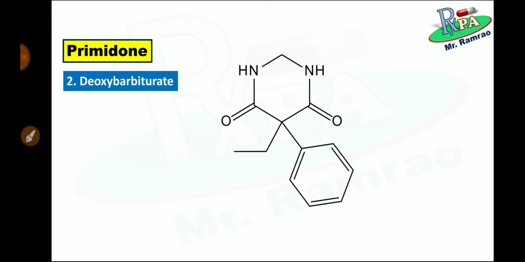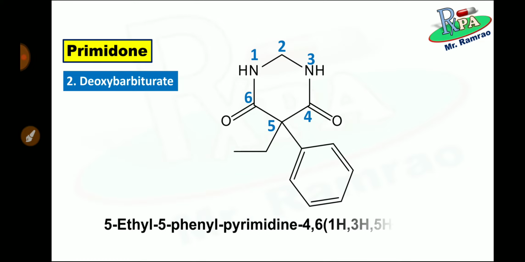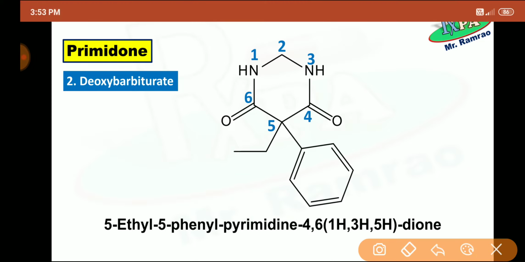Then next molecule is the primidone. It belongs to the second class, that is deoxybarbiturate. Why is it called deoxybarbiturate? Because from the barbituric acid one oxygen is removed on the second position. Over here you can see in barbituric acid you have the ketone group at the second position, but in case of deoxybarbiturate this ketone group is removed. Therefore it is known as deoxybarbiturate.